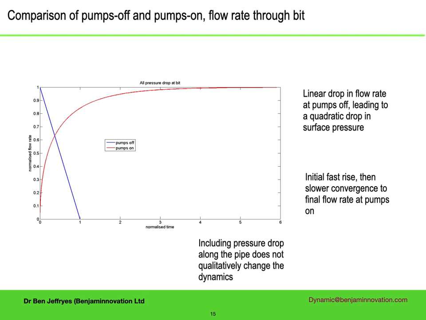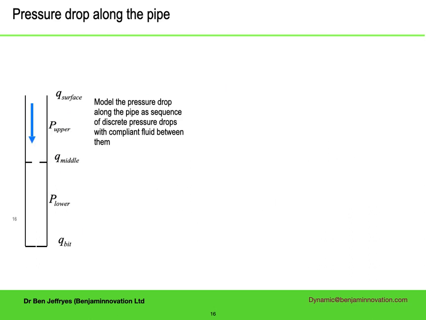This is for a very simplified system, but for very long wells, most of the pressure drop is along the pipe, so it's not obvious that this model fits for long wells, but qualitatively, not much changes. Solving the real system numerically, the simplest way to model the distributed pressure drop is to approximate it as a succession of pressure drops along the pipe, with no pressure drop between them.